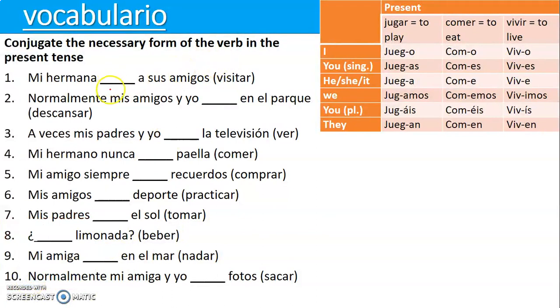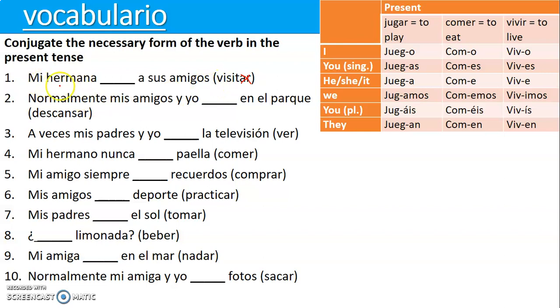So, for each one of these, 1 to 10, you're going to have to look at the verb in brackets and conjugate it in the right way. So take off the AR and add on the correct ending, depending on who the subject is. The subject just means the person who is doing the verb. So here we've got my sister. So we're going to use visitar, so it's going to be a form of visit. These are all in the present tense, by the way. So it's going to be my sister visits her friends.